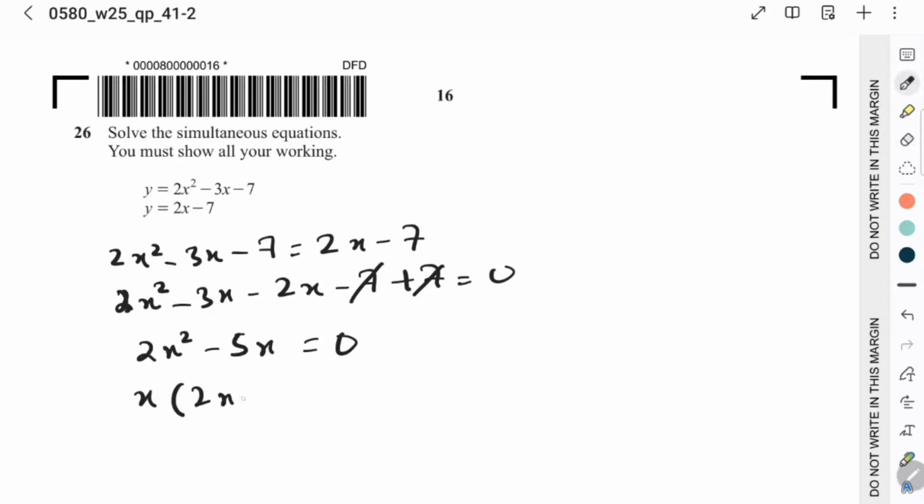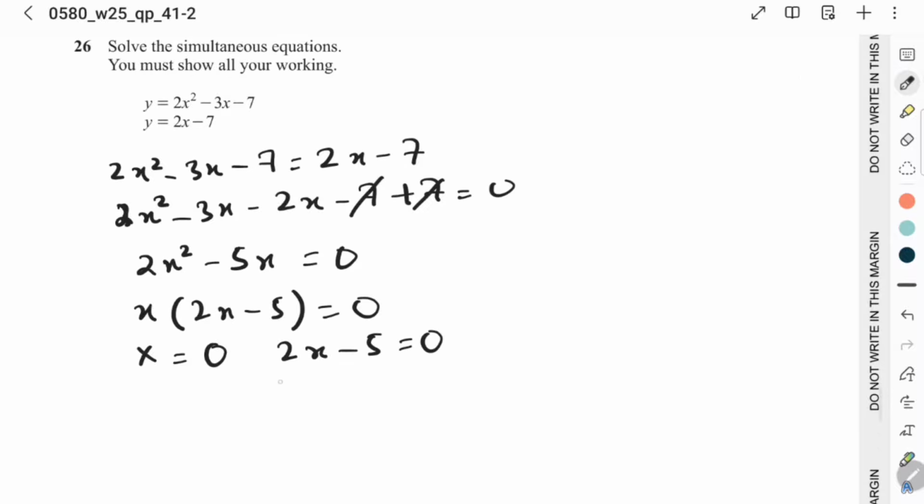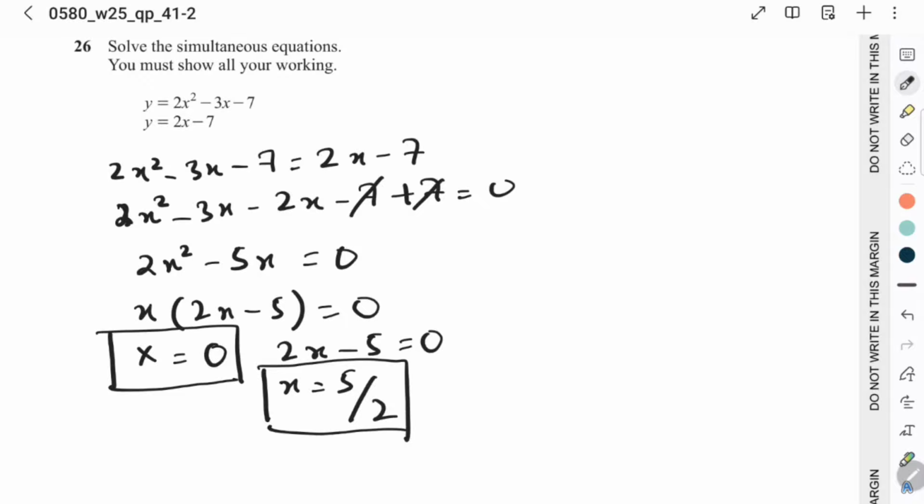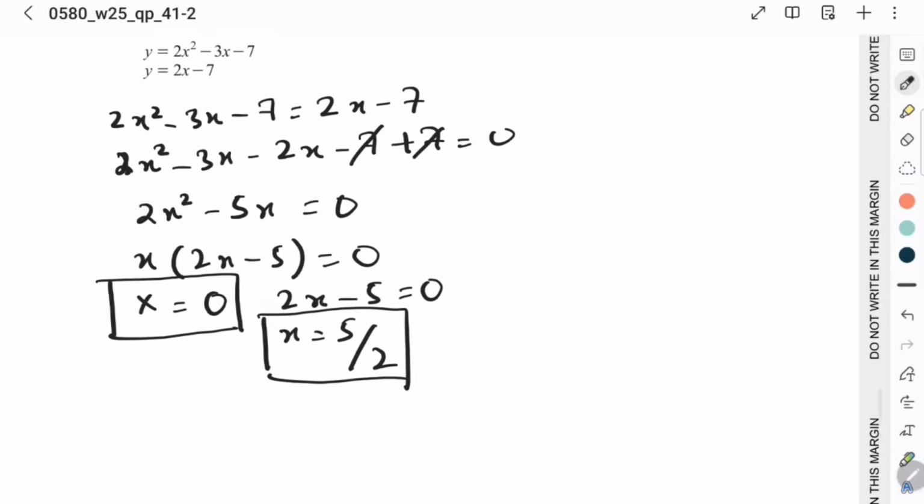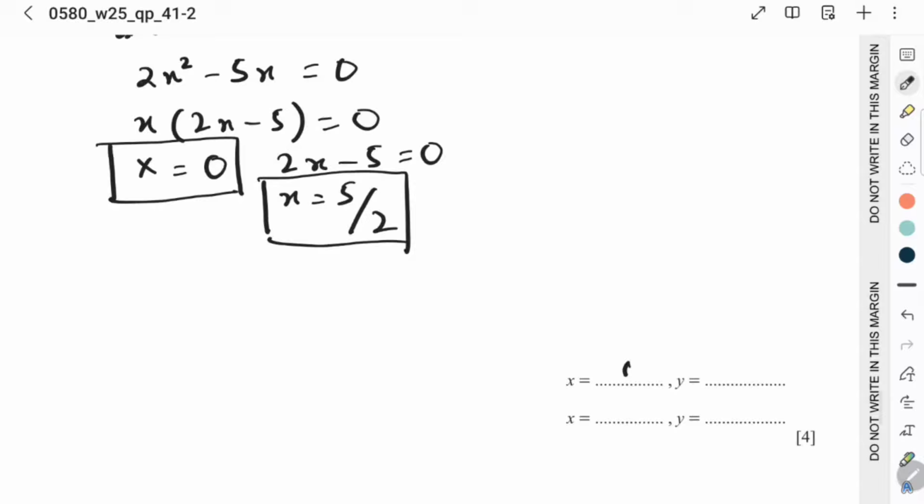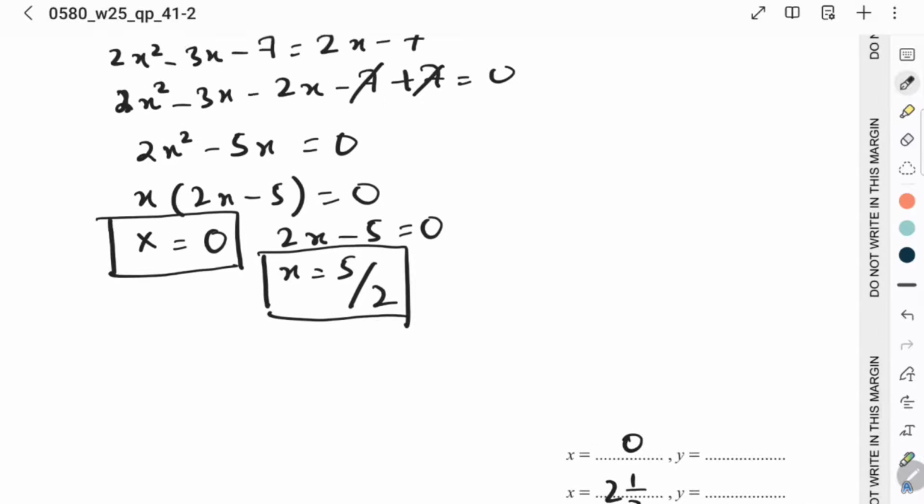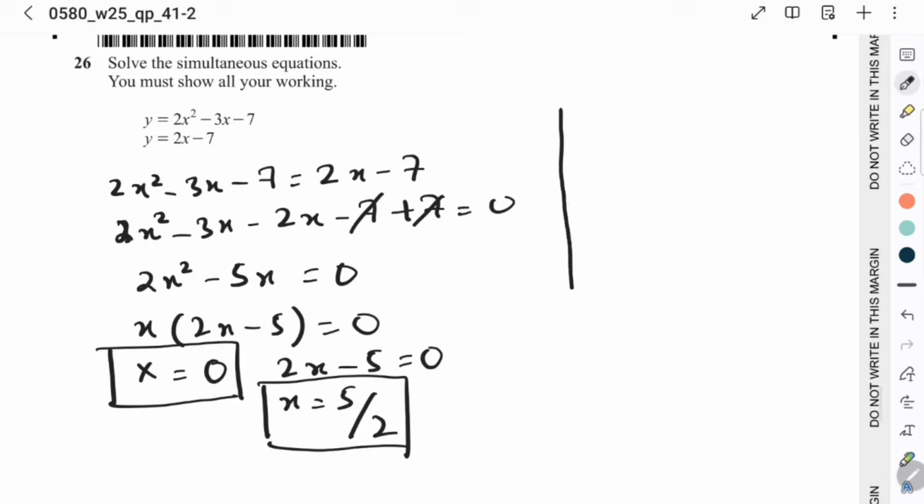So x common, 2x minus 5 is equal to 0. x is equal to 0, or 2x minus 5 is equal to 0, so x equals 5 over 2. So we'll have two answers for x. Now we are going to find the value of y. For finding the value of y, easy calculation. Just write down 0, and 2.5 or 2 whole 1 over 2, whatever you like.